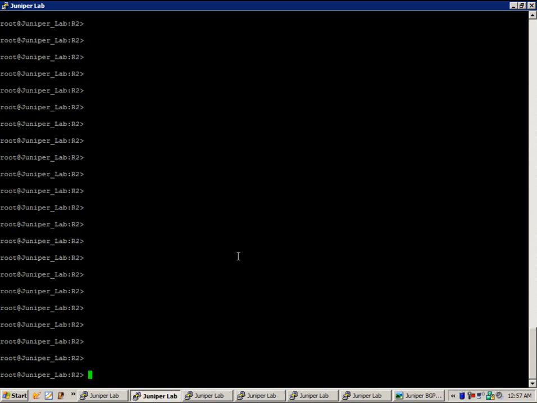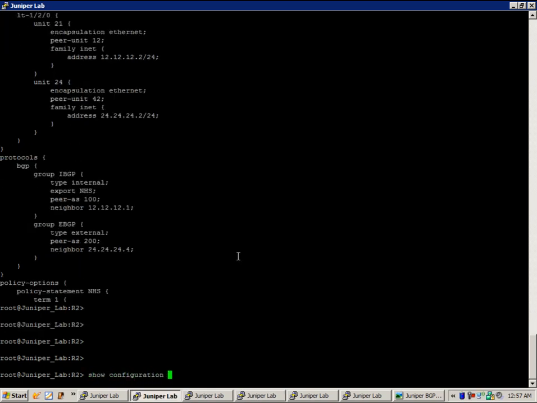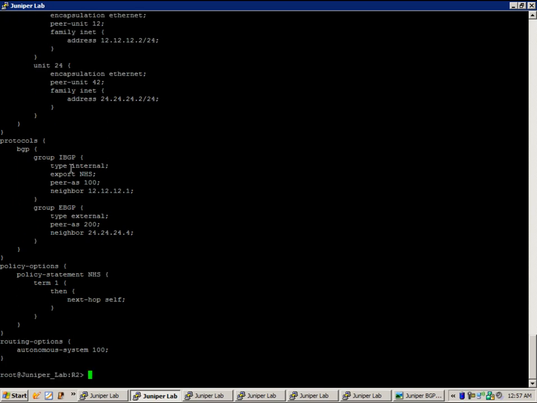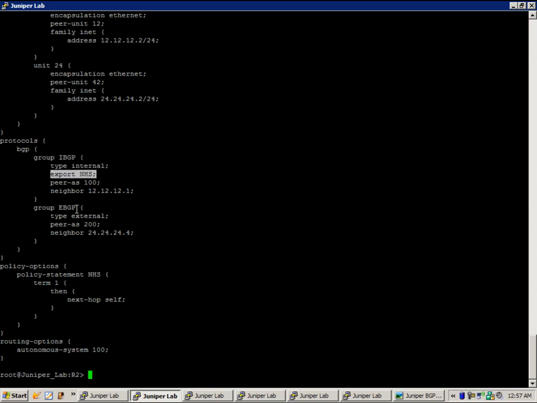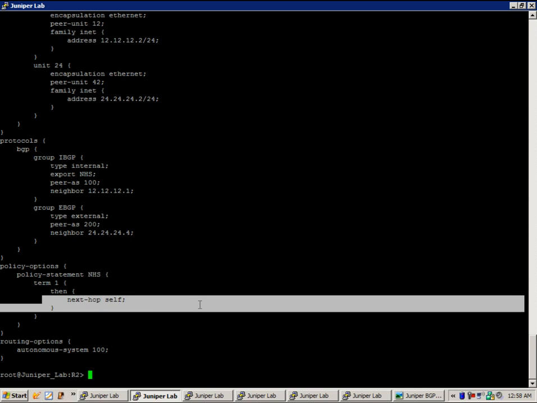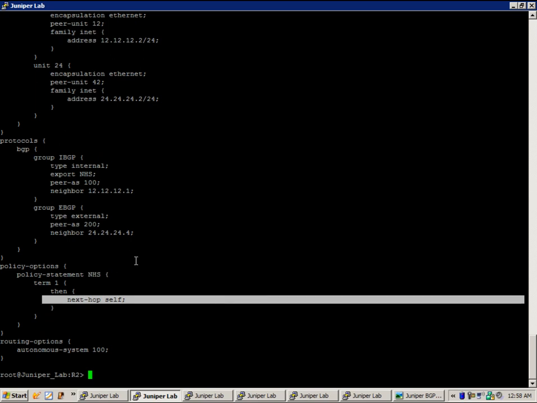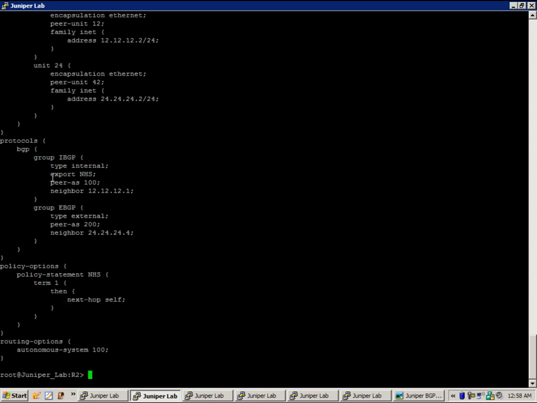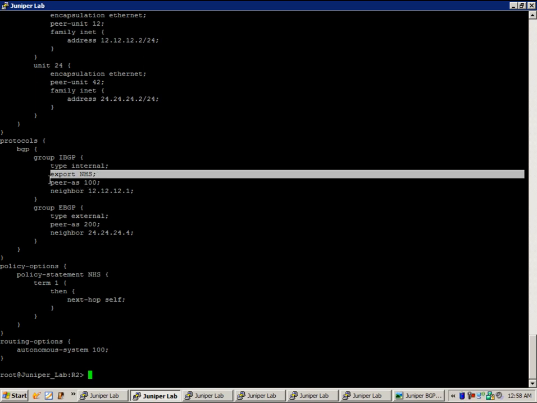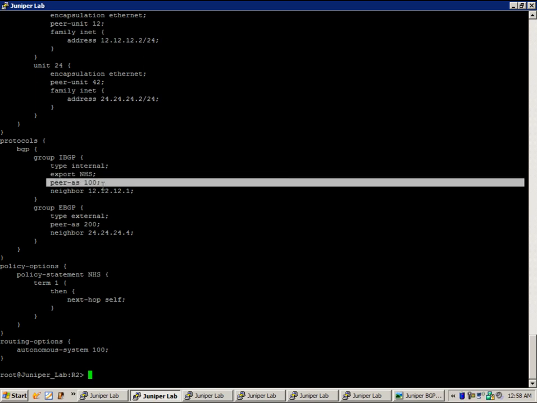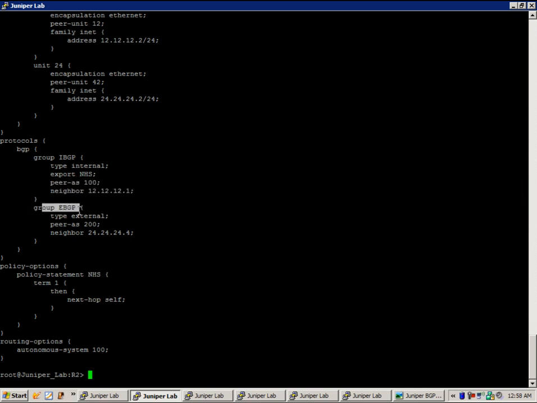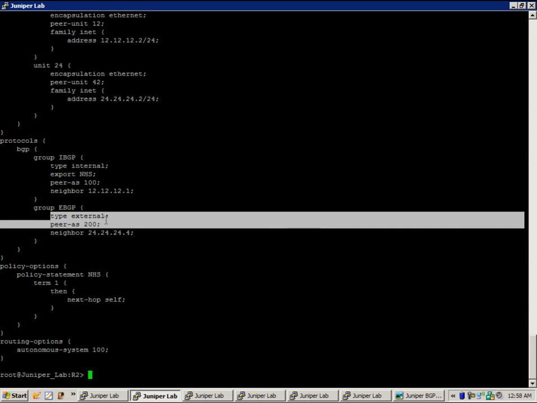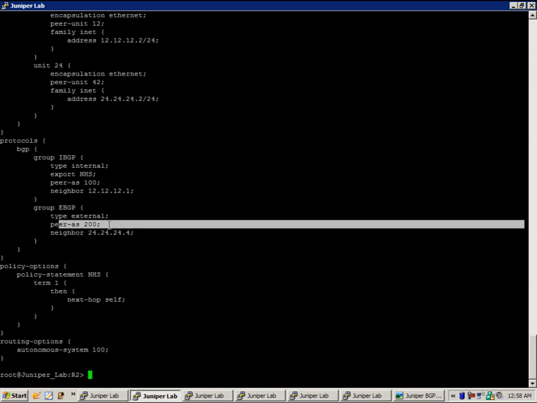So let's go to router 2 and look at its configuration. If we do a show configuration, we see that under BGP we have the group iBGP. This is internal. We're doing export next hop self, which we explained to you in one of our previous BGP labs, the rule of next hop self. The peer autonomous system is 100. We are neighboring with router 1. Then we are also under our external BGP configuration. We are peering to autonomous system 200 and router 4.